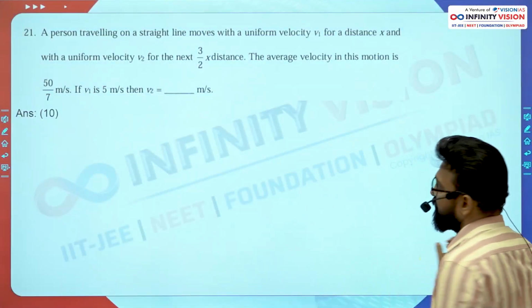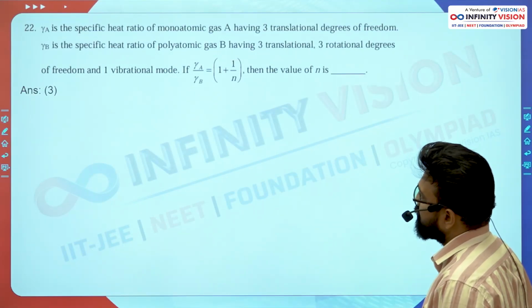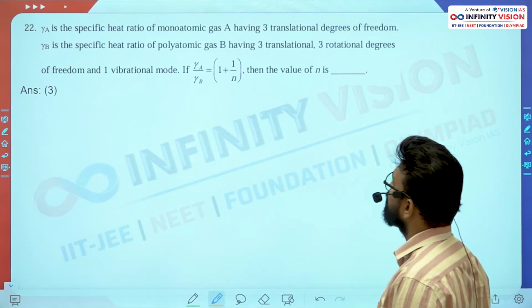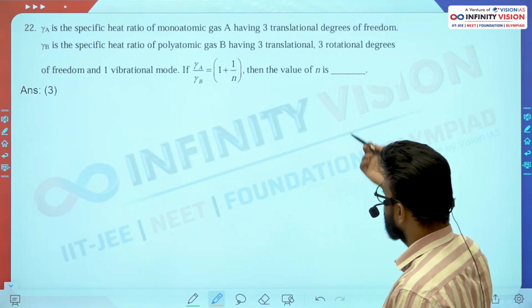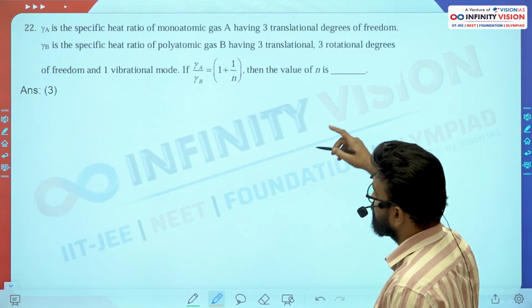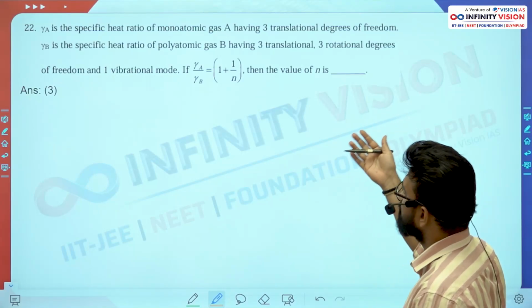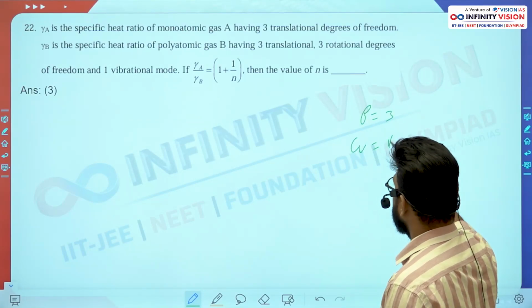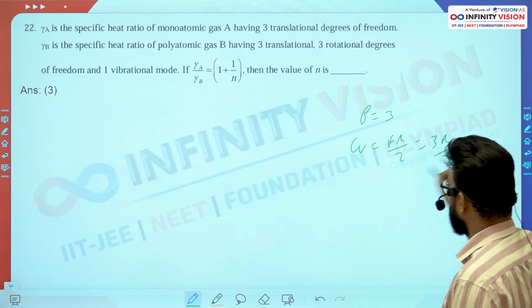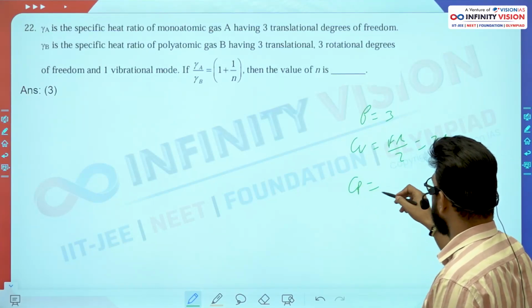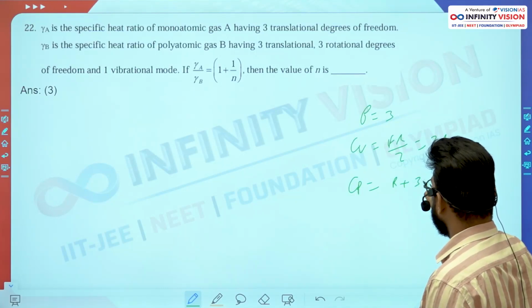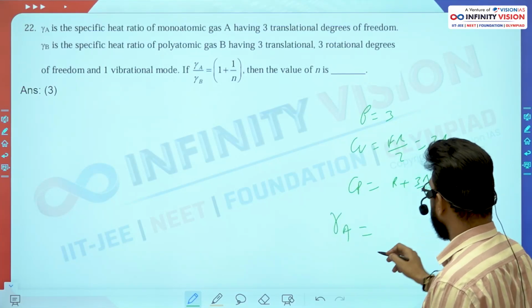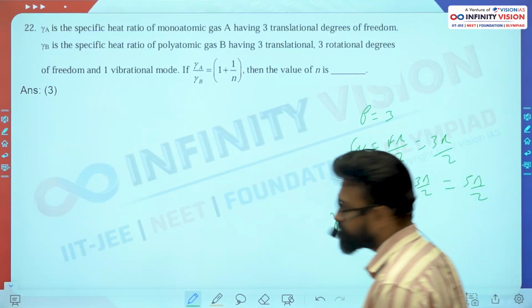Next, gamma A is the specific heat ratio of a monoatomic gas having 3 translational degrees of freedom. So it is a monoatomic gas which has 3 translational degrees of freedom. The degree of freedom is 3. So Cv comes out to be fR by 2, which is 3R by 2, and Cp for it is R plus Cv, R plus 3R by 2. So it comes out to be 5R by 2. So gamma for this monoatomic gas is 5 by 3.